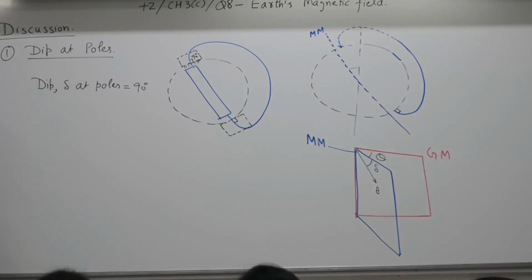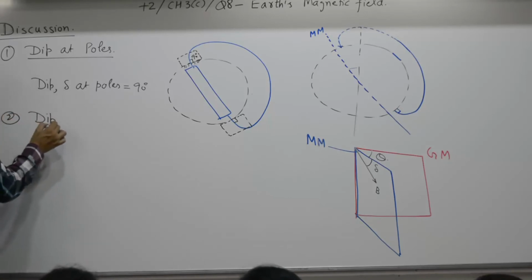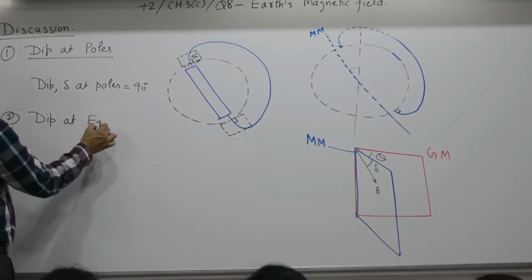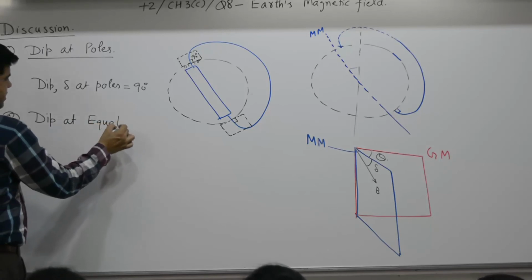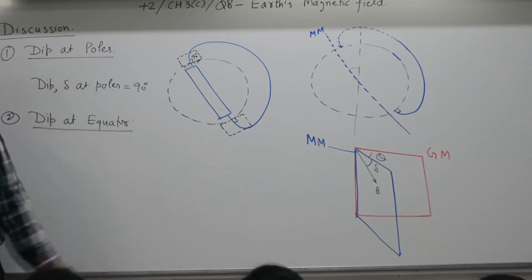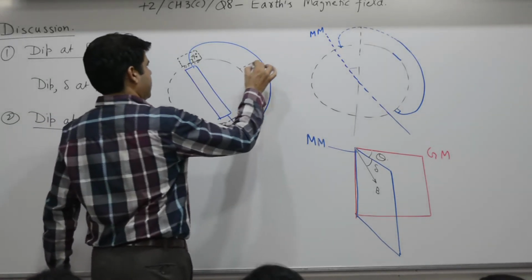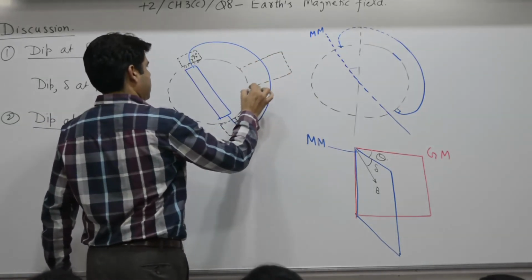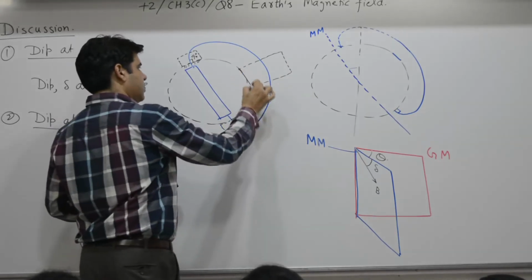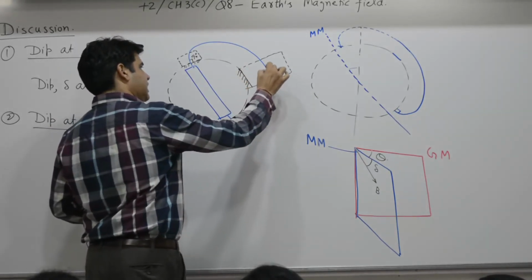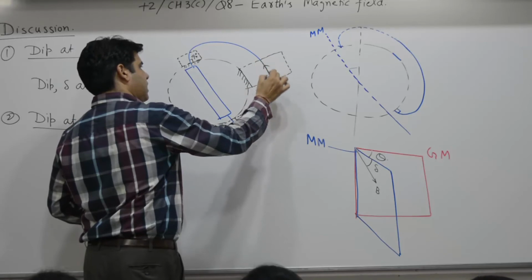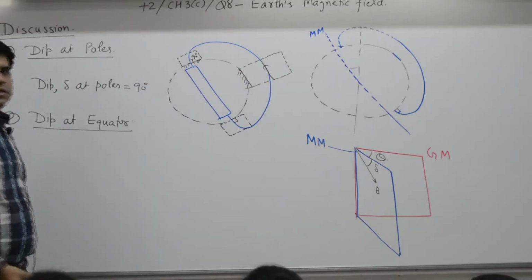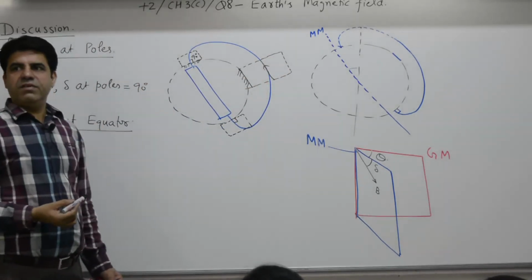Correct? That is point number 3. At a place on the equator, that is point number 2, dip at equator. If you make a room here, this is the floor, this line is parallel to the floor. So this line makes what angle with the floor? 0.